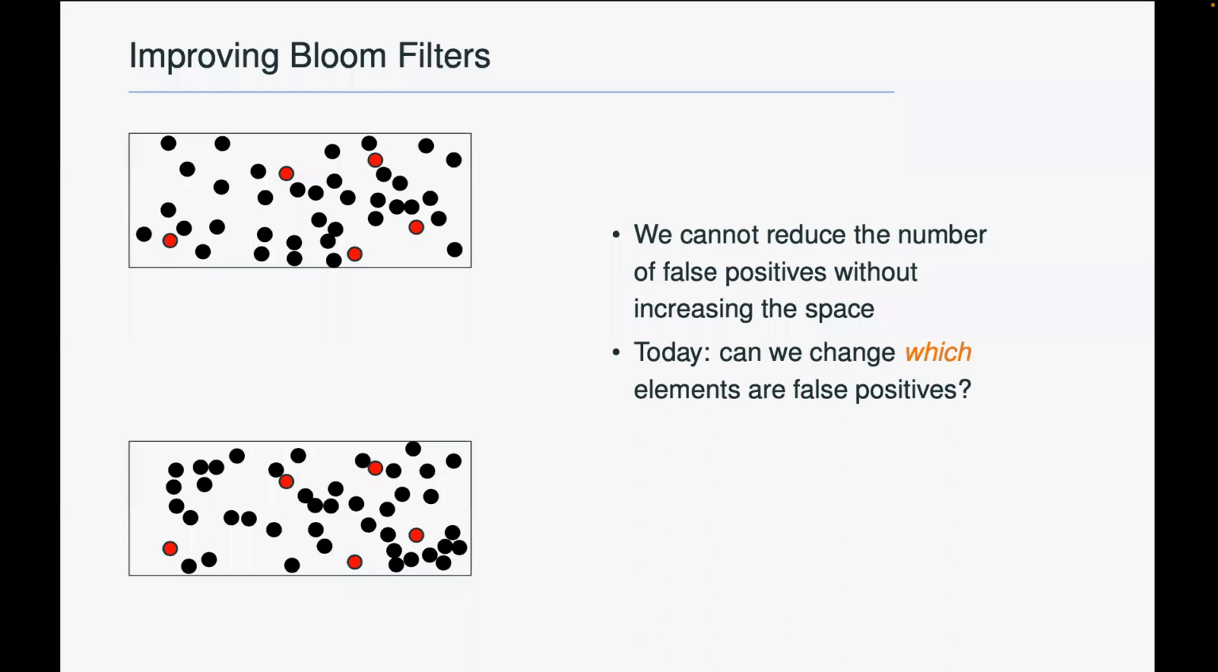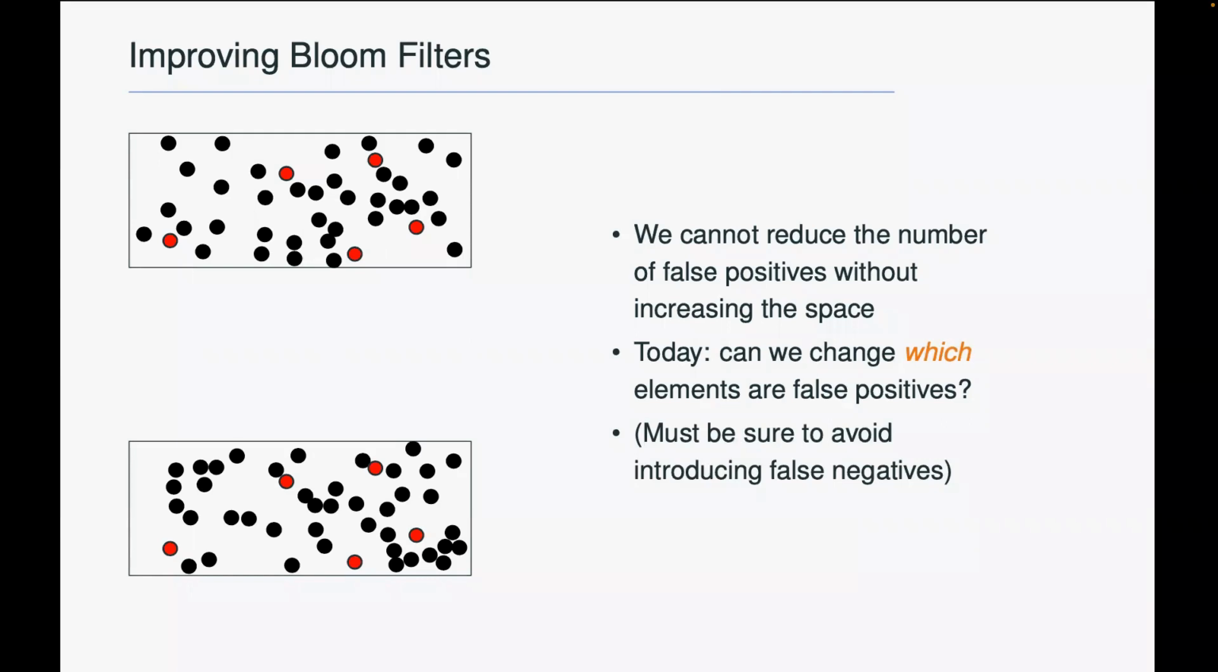What I want to talk about today is, can we choose which elements are false positives? This is an abstract representation. This is my universe of items, and the dots represent things that my filter says yes to. These are both legal representations in terms of this lower bound, because they both have an epsilon fraction of the universe saying yes. But both of these work, and some might be better for me than others. Maybe I can change which elements are false positives. But we have to be sure.